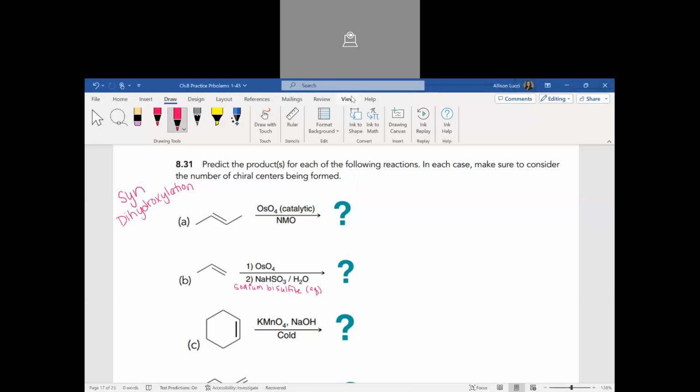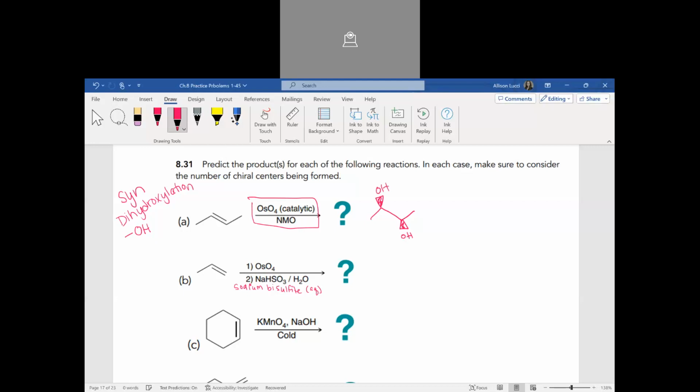So this next problem from chapter 8, problem 31, gives us some examples of reagents that can be used to perform a syn dihydroxylation. So we're going to be adding two hydroxide groups in a syn fashion across the double bond. In our first set of reagents here, we have osmium tetroxide as a catalyst, and then we have NMO. So again, if you see this pair of reagents, we're going to have a syn addition across our double bond. So our product would look something like this.